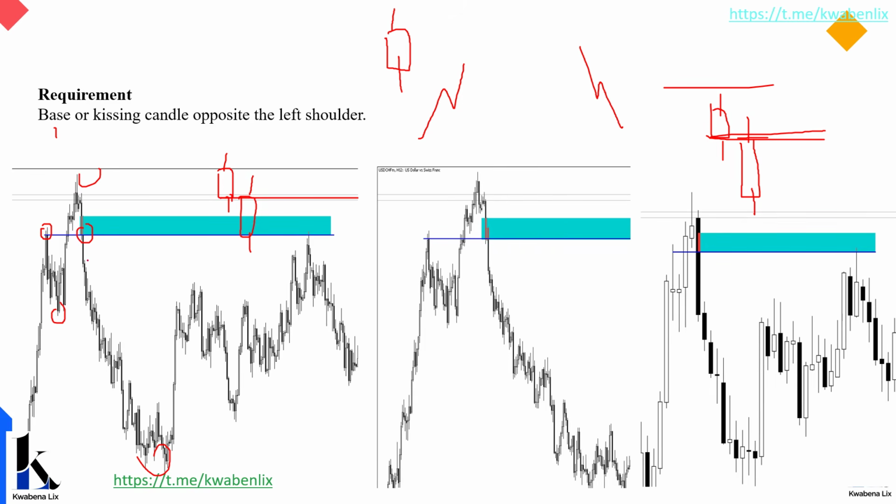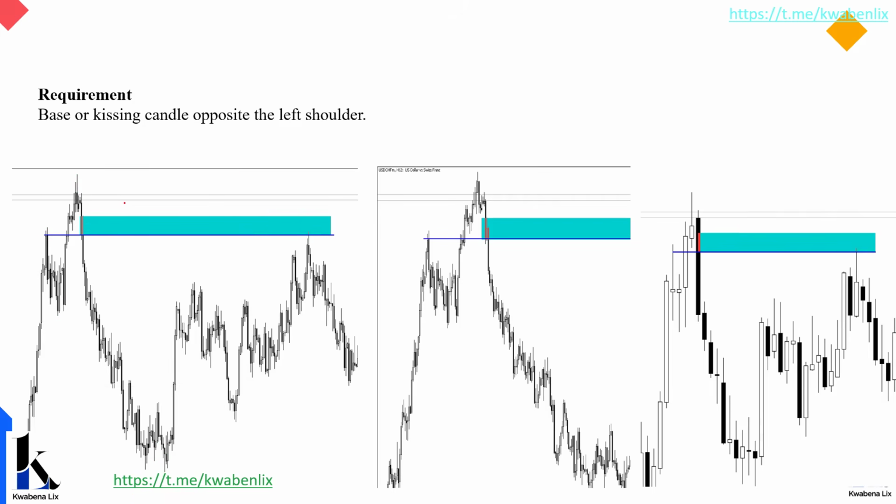Okay, it's right opposite it. This validates the zone. Okay, it validates the zone. Okay, so that's a second confirmation. So it is a higher time frame engulfing.